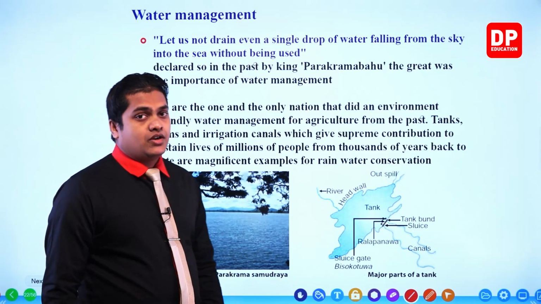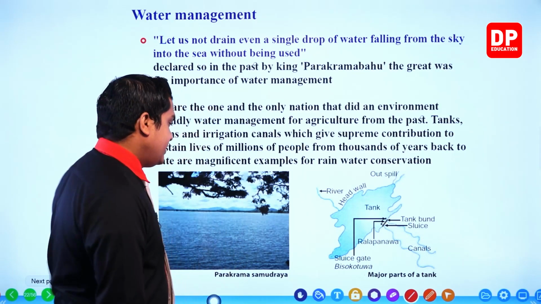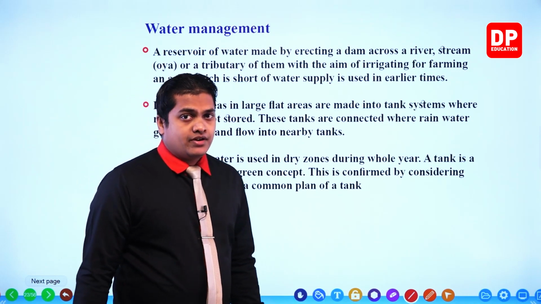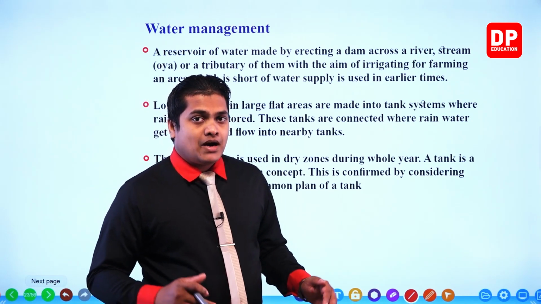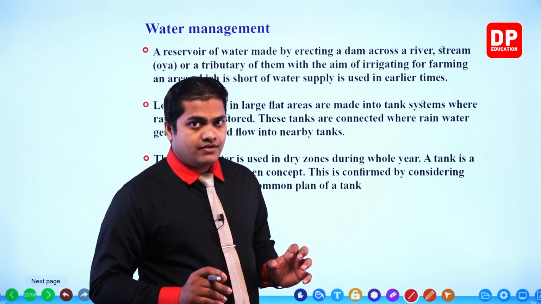So within Sri Lanka we can observe several different kinds of these tanks. Right then. A reservoir of water made by erecting a dam across a river, stream, or a tributary of them, with the aim of irrigating for farming an area which is short of water supply, was used in earlier times. So here, my dear children, a wewa is created by creation of a dam across a stream or else across a river.